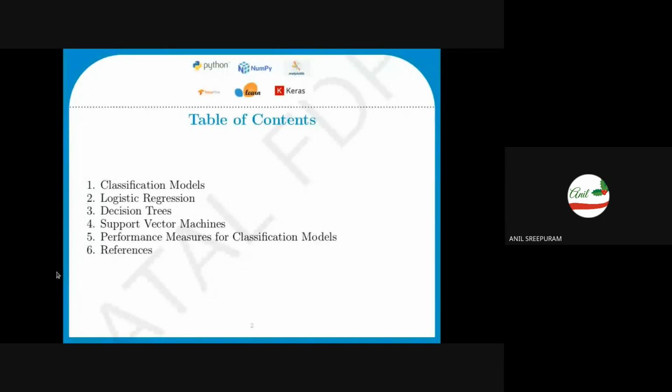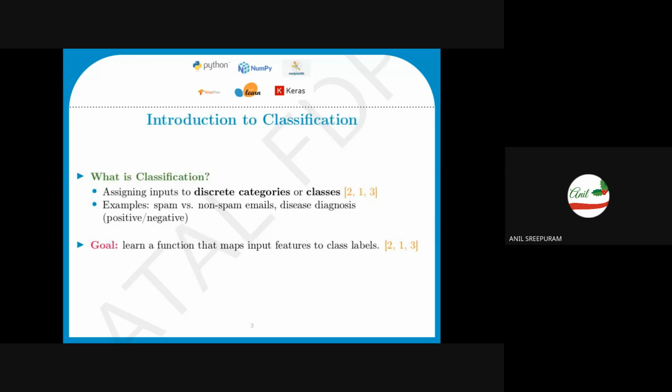Okay. Today, what we are planning to do is about discussing three classification models, namely logistic regression, decision trees, and support vector machines. And we'll have a small discussion on how we'll evaluate classification models. What are the performance measures indicating the performance of a classification model? That is the main topics which we included in our presentation.